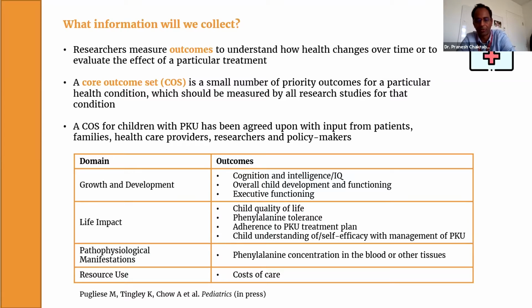There's a publication that will be out soon about the work we did to help define a core outcome set. But in short, there are 4 main areas in which these outcomes were prioritized. 1 was growth and development. 2 was life impact. 3 was aspects of the disease, the pathophysiological manifestations, but really coming down to Phe concentrations and phenylalanine tolerance as the main surrogate outcome about the disease process itself. And finally, resource use. That is always important in trying to optimize the systems of care and help decision makers understand what needs to be done to help patients with the disease.